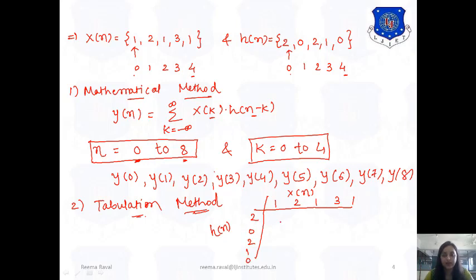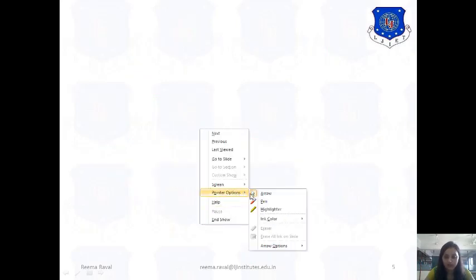So we will multiply the respective elements and make the segments of this, and directly by adding them we will get the final output sequence y of n. Okay, so this method will be short as compared to mathematical method over here, which will give the answer in 1 or 2 steps only. That means you have to just multiply the respective elements, make the segments and add them to get the final output.